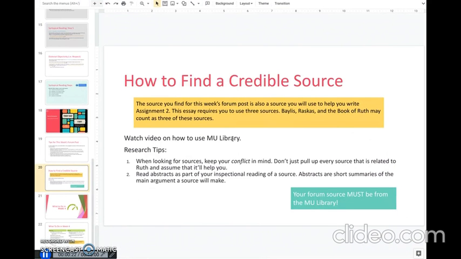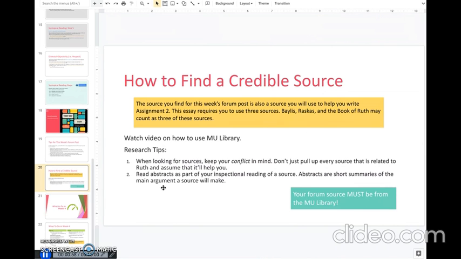Before you go and watch that video, a couple things I do want to say about the source that you're going to find for the forum. One, the source must come from the Multnomah Library. And two, this source should help you with assignment 2. So remember that you're required to have 3 sources. Right now you have the Bayless article, the Raskus article, and you do have the Book of Ruth. But it's very possible that either Bayless or Raskus won't help you with your research. So that is why it's good to have this extra article, and you can have more than 3 sources in your paper if you would like.